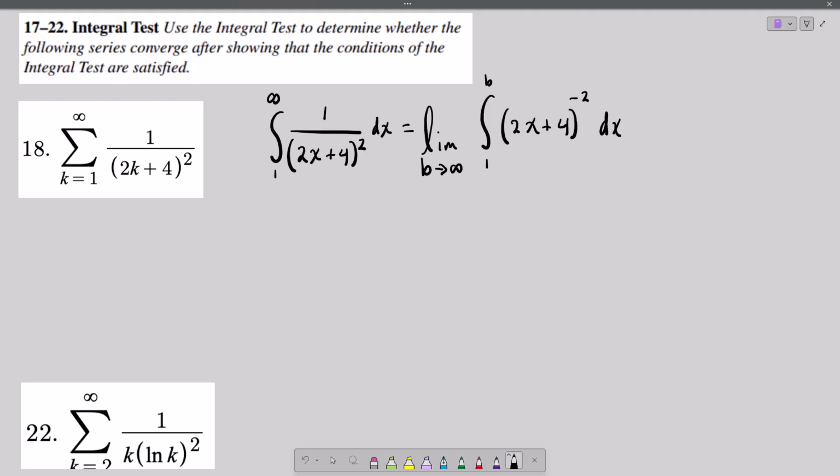Power rule. So we still have a limit. Power rule, we add 1 to the exponent. We divide by the new exponent. And then we do reverse chain rule. Reverse chain rule is division, not multiplication, by the derivative of the base. And then this is from 1 to b.